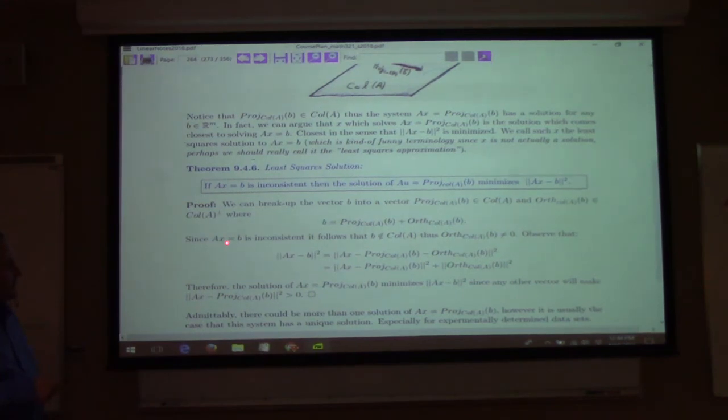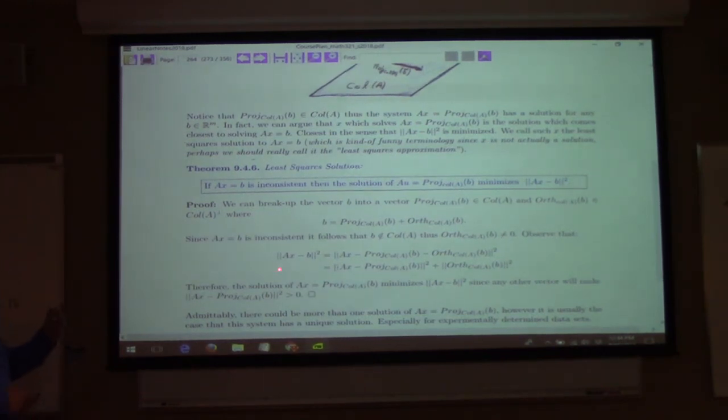And then if we look at Ax = b being inconsistent, it means that b is not in the column space of A, right? Which, by the way, means that the orthogonal projection of b onto the column space of A is non-zero, right? There's a part of b which is not in the column space of A, which is to say that there's part of it which is perpendicular to the column space, which is to say that this is non-zero.